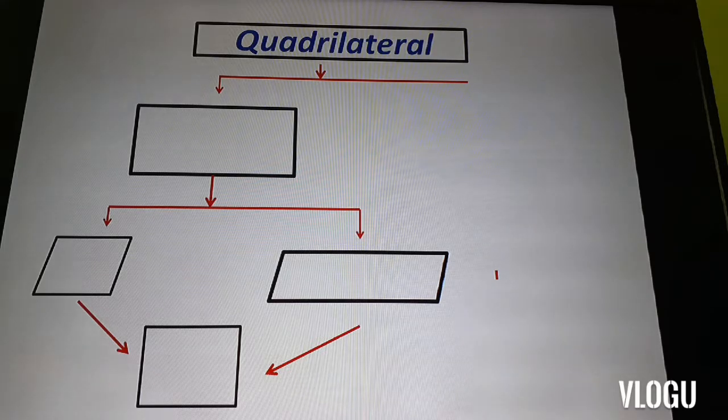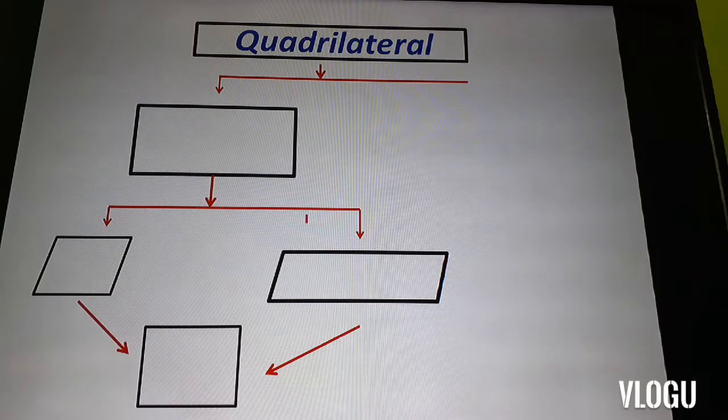Let's have the next common properties of these four quadrilaterals. Let's try. One of the common properties of the quadrilaterals, aside from the two pairs of parallel sides, is that the diagonals of the quadrilaterals are bisecting each other. Again, the diagonals of this quadrilateral bisect each other.